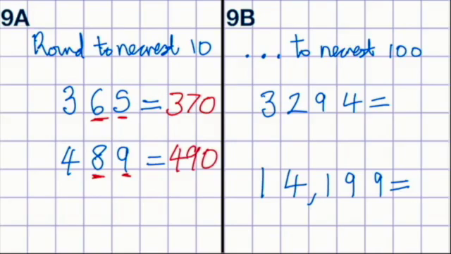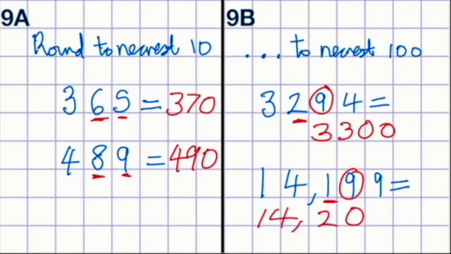Now to the nearest 100, we've got 3,294. 200 is in the hundreds column. That means we're going to either round down to 200 or up to 300. And so we look at the tens digit, the one before, and it's a 9. So that means it is 3,300. 14,199. So we look at this digit here. This is a 9 before, so it's going to be 14,200.